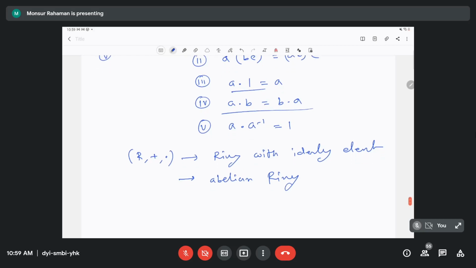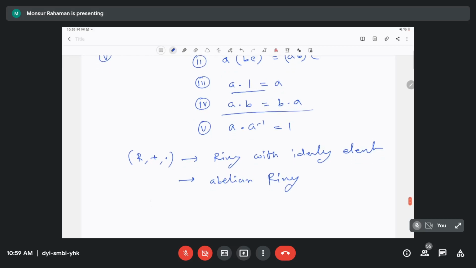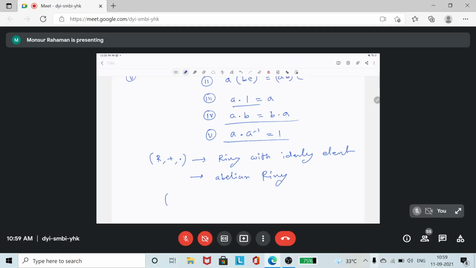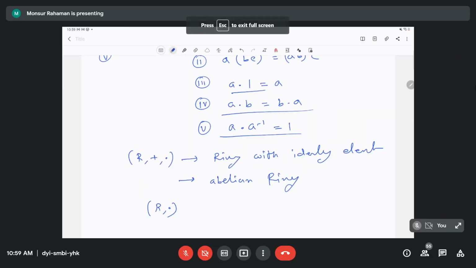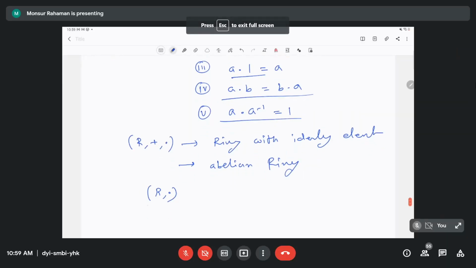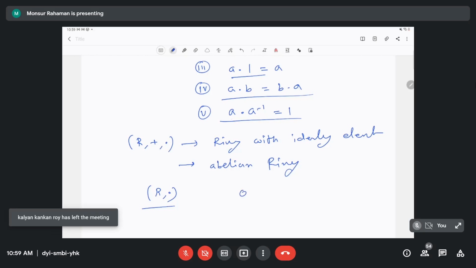Abelian ring. So what if it also satisfies the inverse property? Then R dot will become a group, even an abelian group. But here you cannot make R dot a group, never. Why? Because of zero. You can find the inverse of every element other than zero.